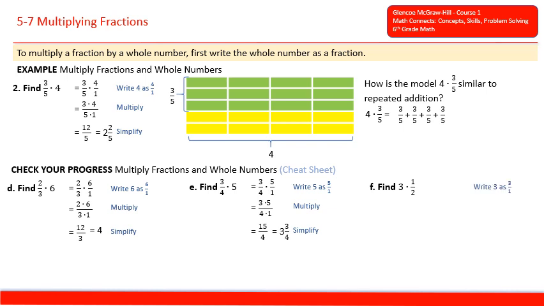3 times 1/2. Write the whole number 3 as an improper fraction, 3/1. 3/1 times 1/2. We multiply that out, 3 times 1, 1 times 2. And we get 3/2, and then if we rewrite that as a mixed number, we get 1 1/2.